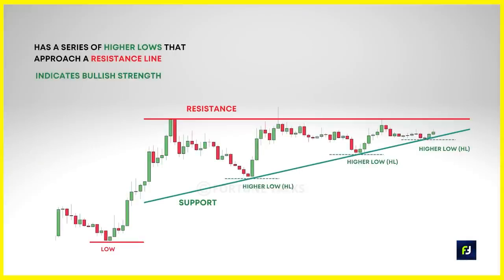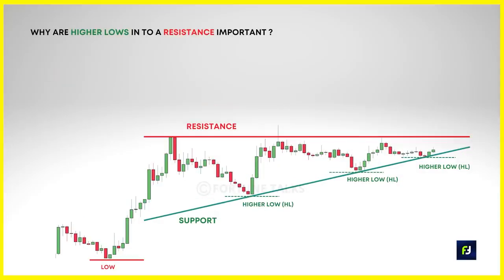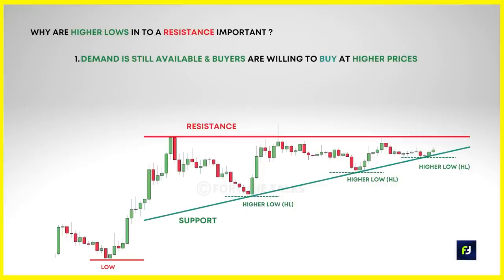Now, as you can notice, the ascending triangle has a series of higher lows that approach a resistance line. Now, this is a sign of bullish strength, and for a few possible reasons. Now, the higher lows are an indication that the buyers are willing to buy at higher prices. Think about it. If the buyers were not willing to buy at higher prices, you won't see higher lows coming into the resistance. Now, the fact that the market forms a series of higher lows tells you that there is demand even as the price continues higher.